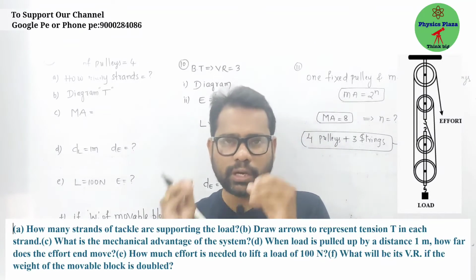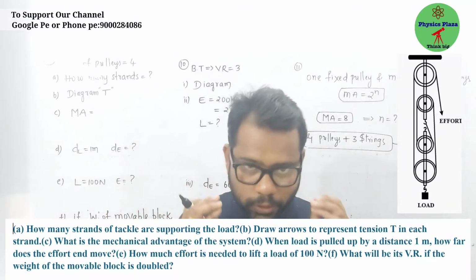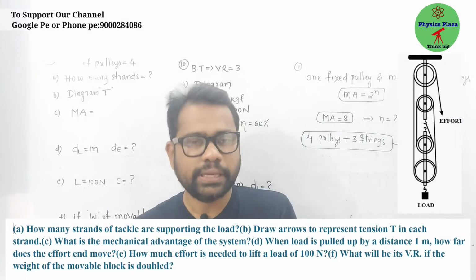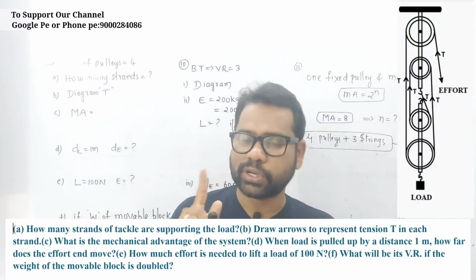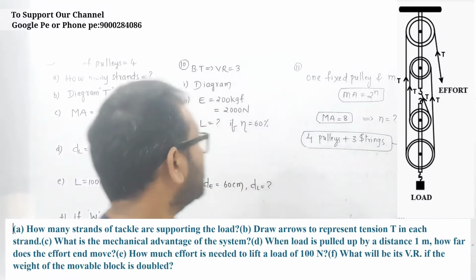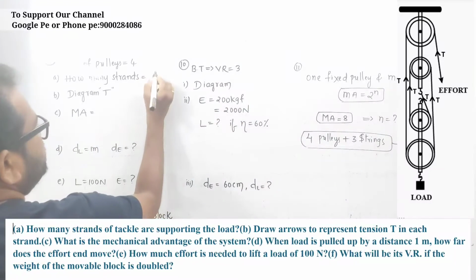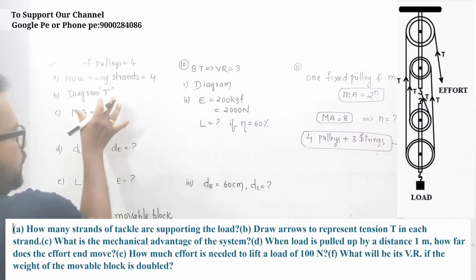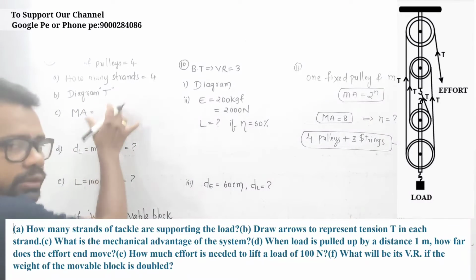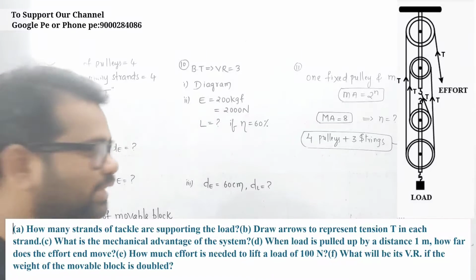are supporting the load. Children, we already know that based on the diagram, the effort is balanced by 1 strand, but in this case the load is balanced by 4 strands. It is 4 strands, and they are also asking us to complete the diagram and show the directions of tension. Yes, we have shown it on the board, you can see.